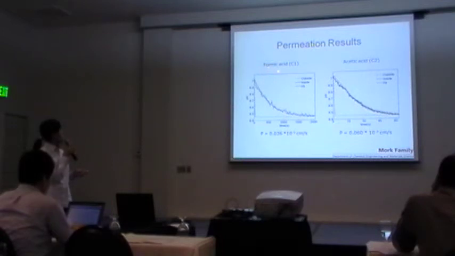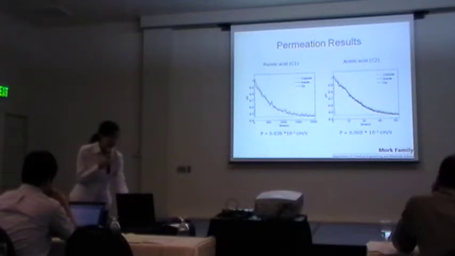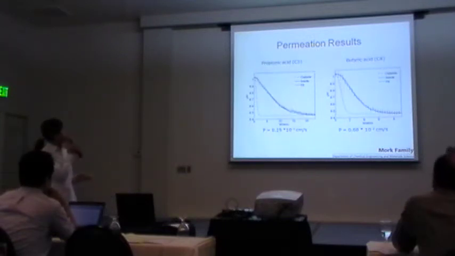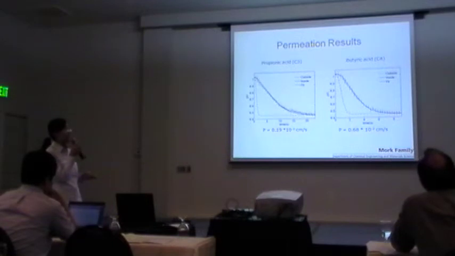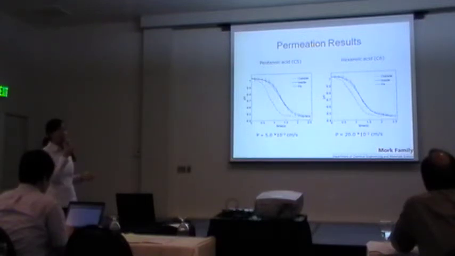This is for the formic acid and acetic acid. The green line represents the experimental internal pH change, and the red line represents the fitting result. And this is the result for the propionic acid and the butyric acid. And this is the result for the pentanoic acid and the hexanoic acid. As we can see, as the chain length increases, the permeability increases.